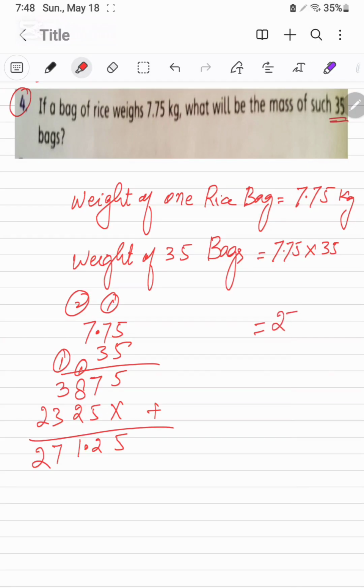It is the total mass of the 35 bags of rice. It is the 271.25 kg.